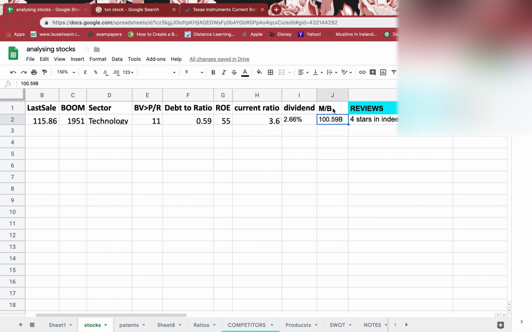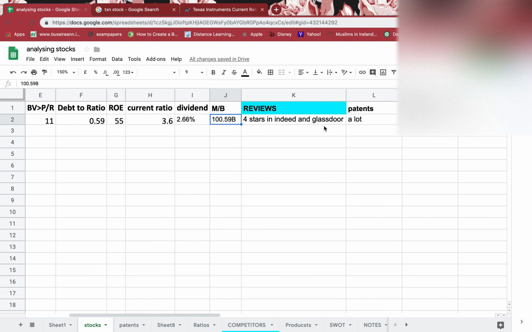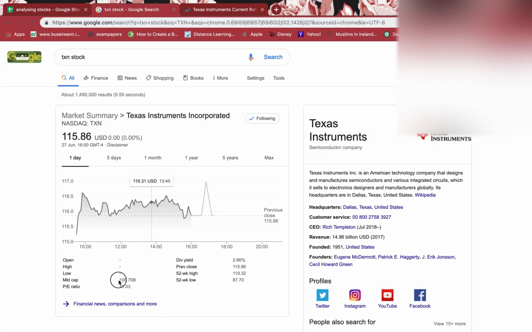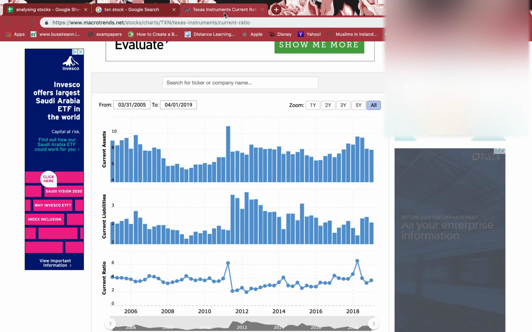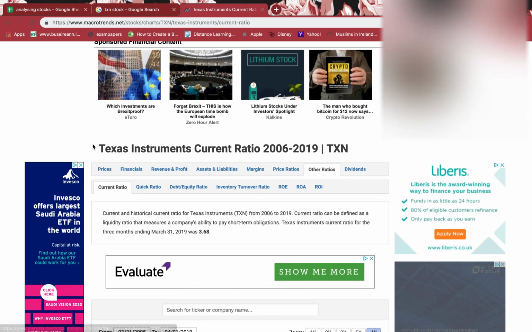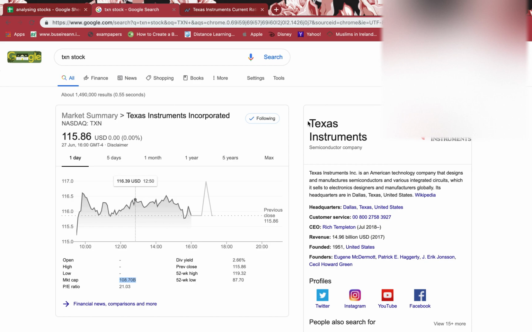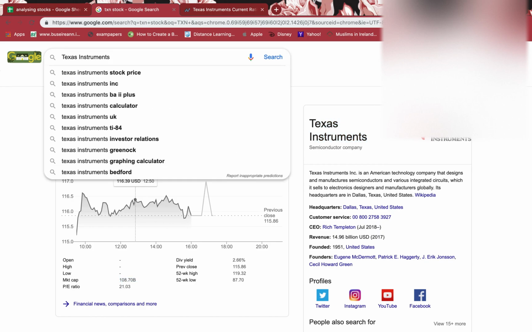If you are interested, the more information you have, the better. If you want to know the market capitalization of this firm, you can just see it in Google. It's a 108.7 billion market cap, which is a big firm. And then you can see reviews from Indeed and Glassdoor to see what employees have to say, because employees matter a lot. They work inside and can see the firm from inside, so it gives a lot of information.